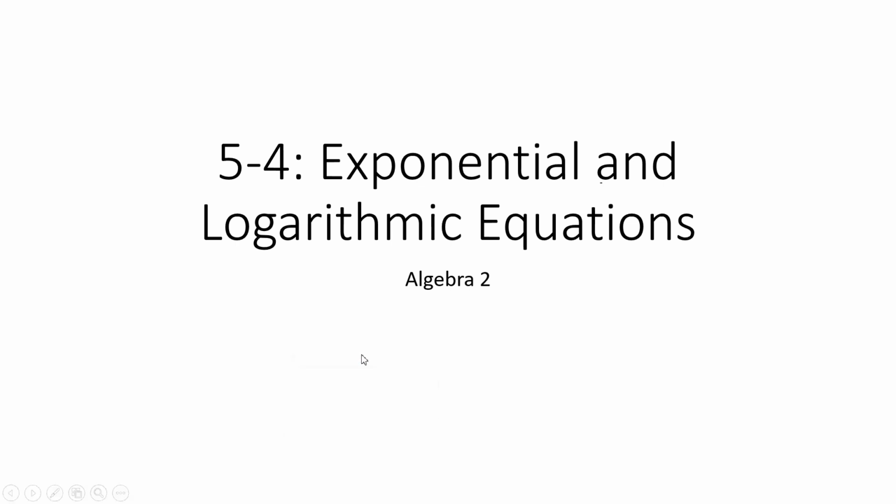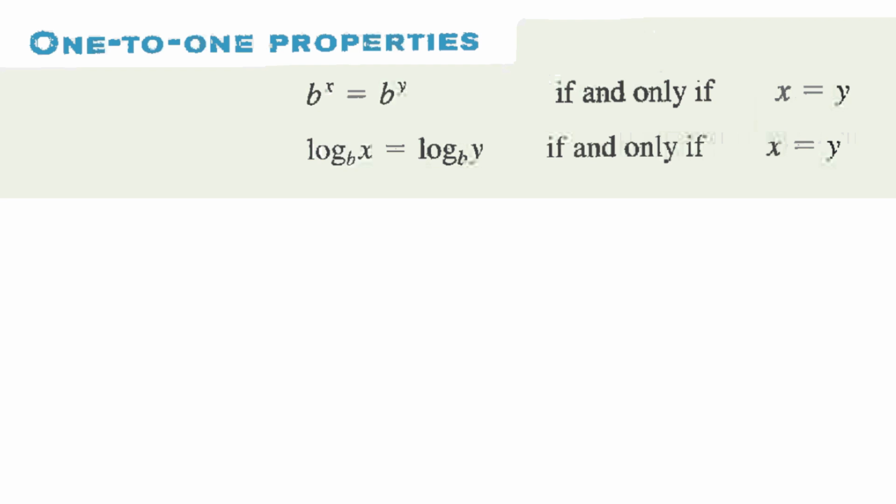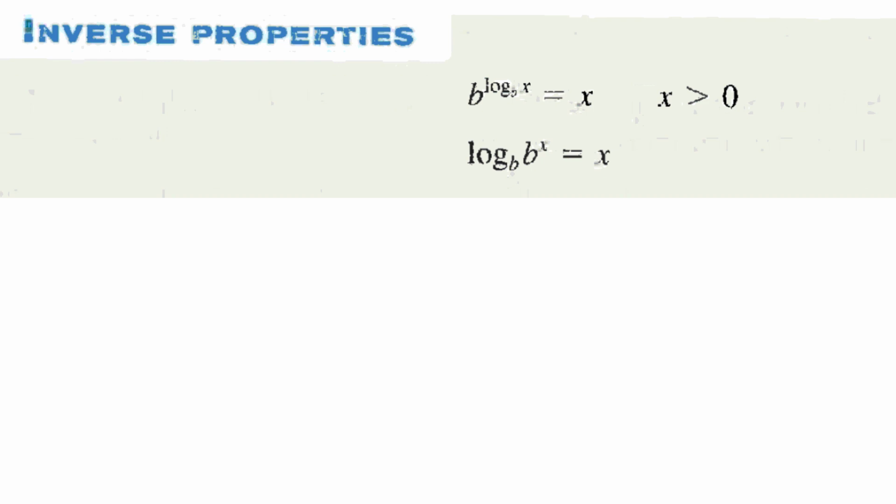Okay, let's get started with 5-4, exponential and logarithmic equations. So there are two very important properties here. The first one is the one-to-one property, and that just says that if the base is the same, then x equals y. And if your logarithm has the same base, then x equals y. That's your one-to-one property.